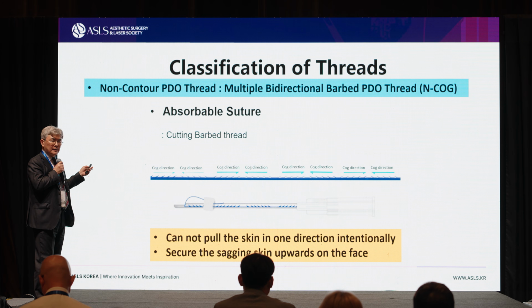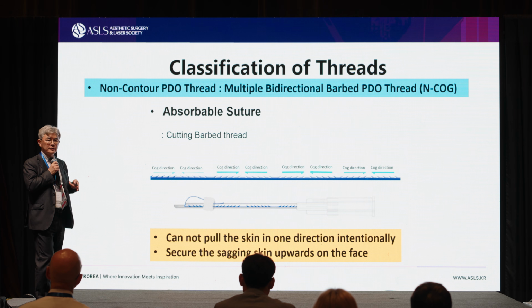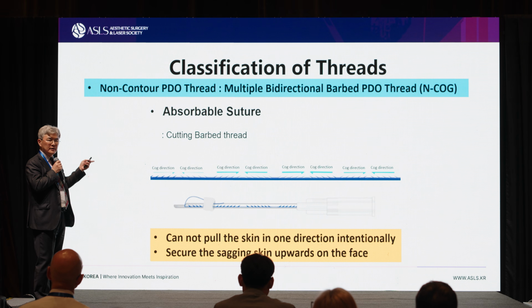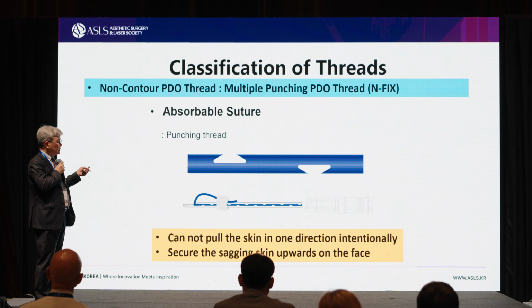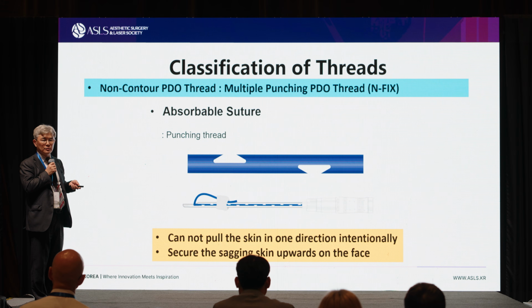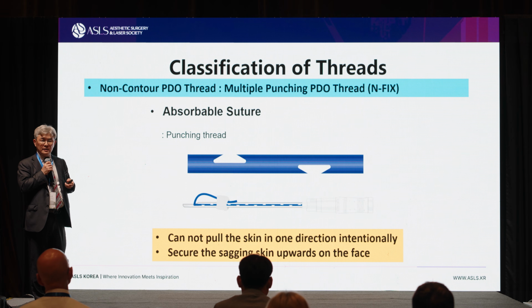This is multiple bidirectional cog thread. Multiple bidirectional cog thread holds the tissue and prevents the skin from drooping down. So I usually use it for jawline lifting and marionette line and submandibular line lifting. And the other type is this punching thread. This rhomboidal shape plays like a bidirectional cog. So the holding power is better than the multiple bidirectional cog thread and it is thicker. So I usually use it for mid-face tightening and lifting.